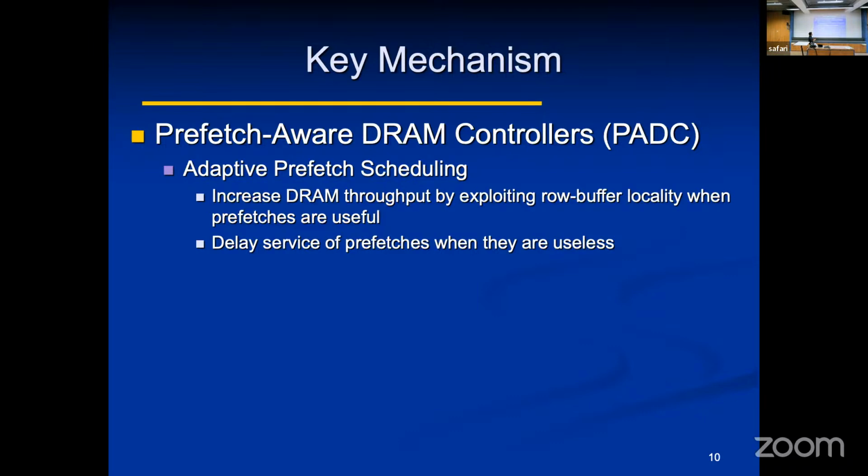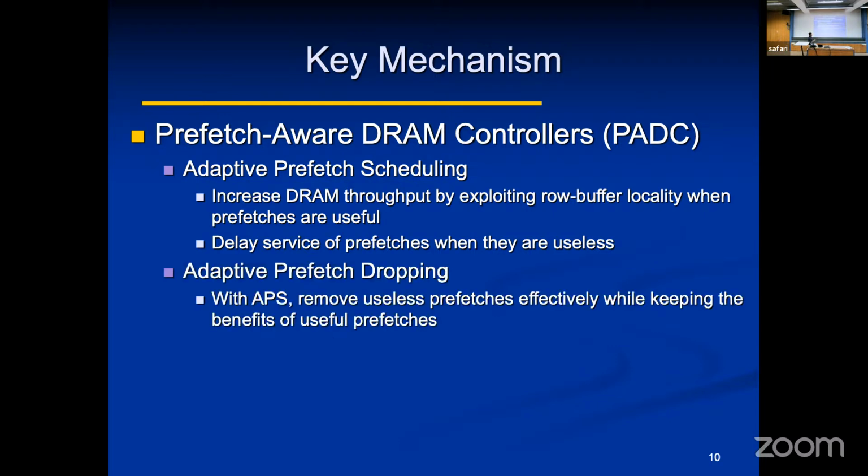And then we are going to also delay the services of prefetches whenever they are useless. Okay, so that's the first technique, the adaptive prefetch scheduling. And the second technique is adaptive prefetch dropping. As the name suggests, it basically says that if I have an intuition that my prefetch request is going to be useless, then I'm just going to drop those requests, right? So I'm not going to entertain something that I know is probably going to be useless.